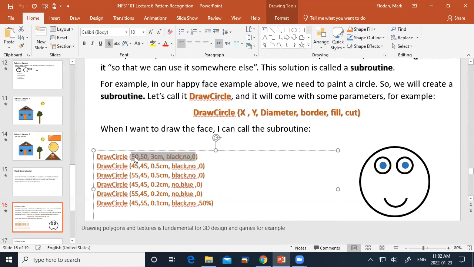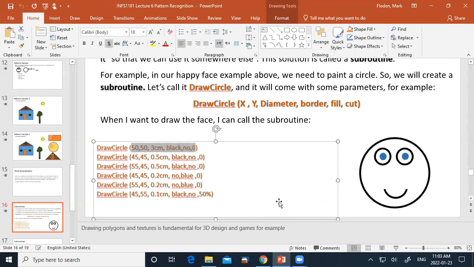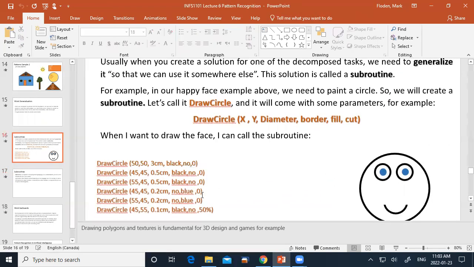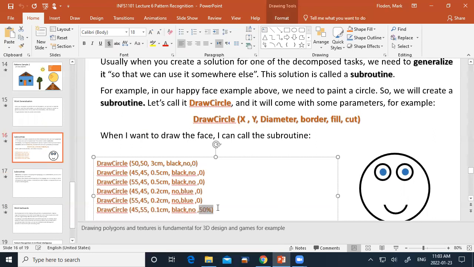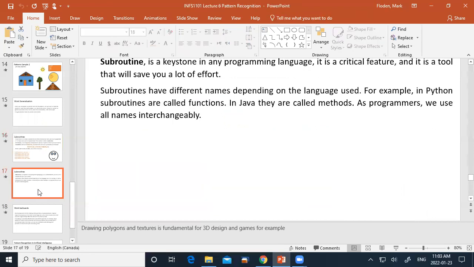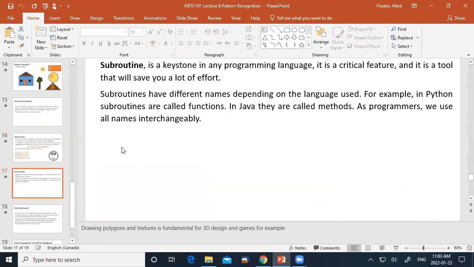So here are our arguments or our parameters, and we have some numbers there. They represent the center of the circle, its coordinates. 3 centimeters would be our diameter. Black would be the color of the circumference. Then whether or not there's a fill. This one doesn't have a fill. And how thick, I guess. Actually, no, the 50% suggests that's how opaque it is or something. Anyway, not sure. Go through that and look at it if you like.